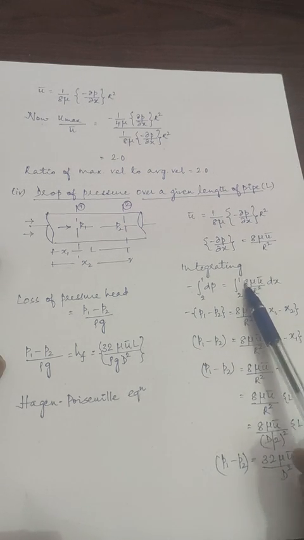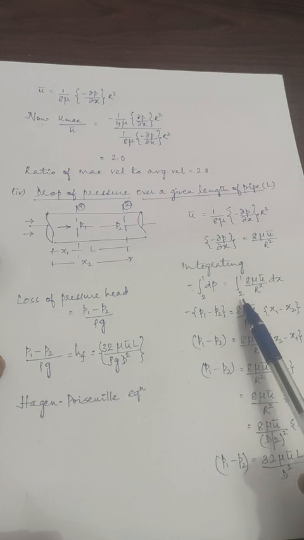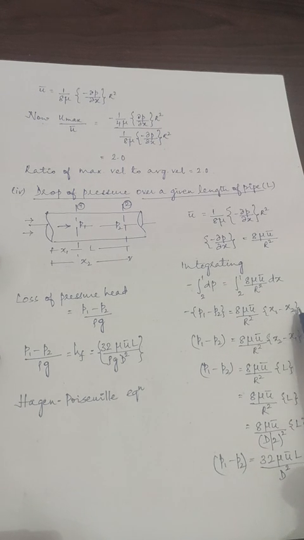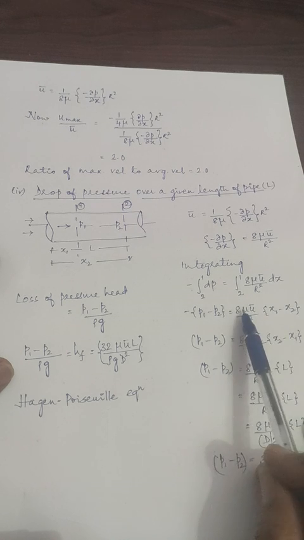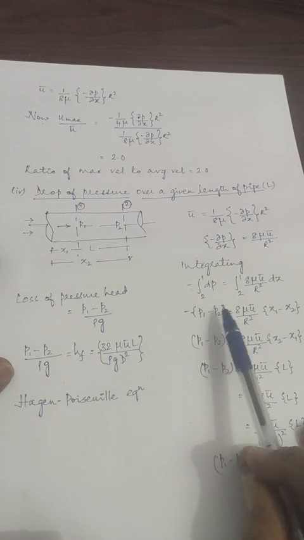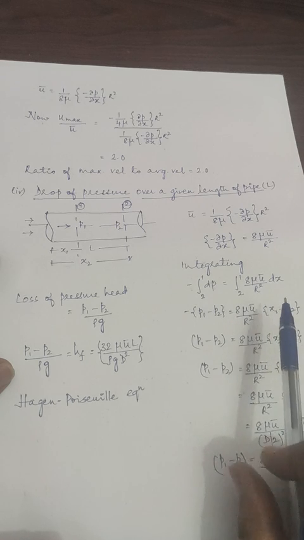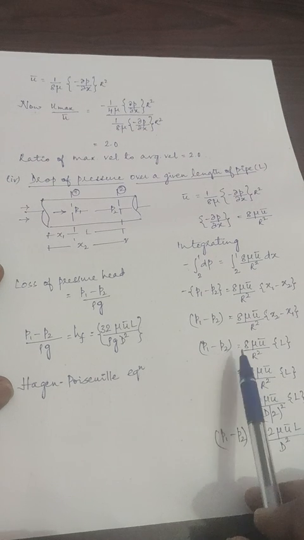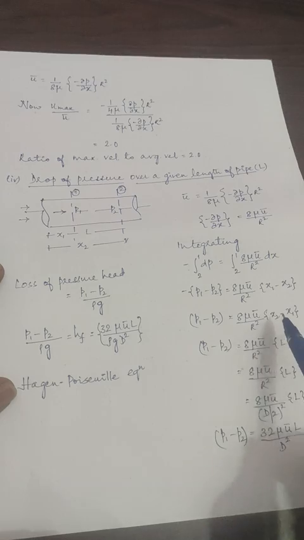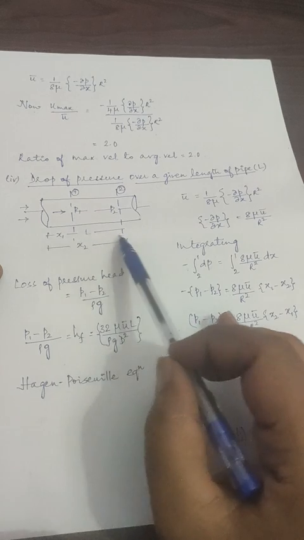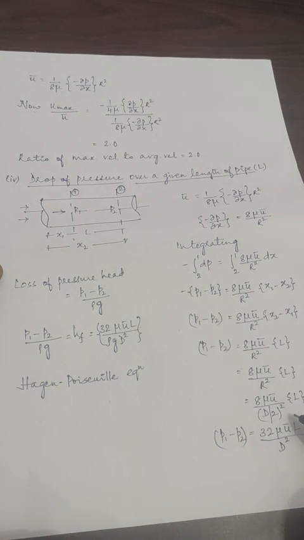Then this ratio is taken outside the integration. Integration of dx is x with the limits 1 and 2, so it is x1 minus x2. Now taking minus outside, this becomes minus of x2 minus x1. So minus and minus get cancelled on both sides. So P1 minus P2 is equal to this, with x2 minus x1. This is x2, this is x1, and x2 minus x1 is equal to L, which is substituted here.